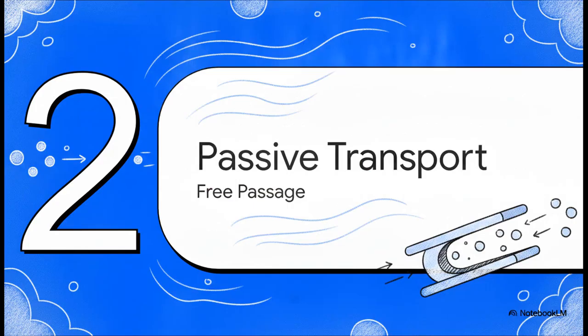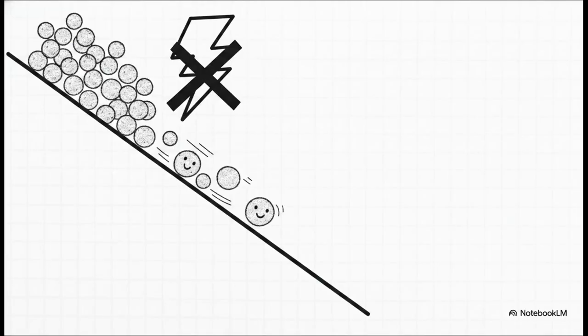Which brings us to Section 2, passive transport. Free passage. Passive transport is all about going with the flow, and the best part, it doesn't cost the cell a single drop of energy, no ATP required whatsoever. It relies entirely on natural concentration gradients. It's kind of like a crowded room. People naturally just want to spread out to where there's more space, right? Molecules do the exact same thing, moving from an area of high concentration down to an area of lower concentration. And this free ride basically comes in 3 distinct flavors: simple diffusion, facilitated diffusion, and osmosis.